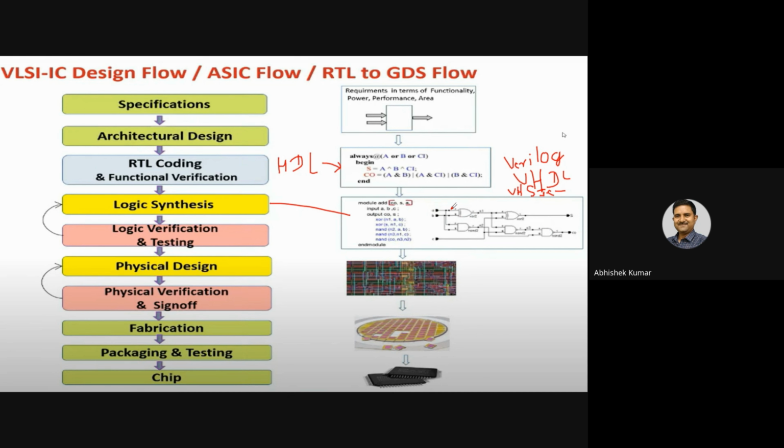But to map into a netlist diagram, the software takes the help of one library, which is known as PDK, where PDK stands for Process Design Kit. Every software has its own IP, where IP means intellectual property. So they have the PDK file.